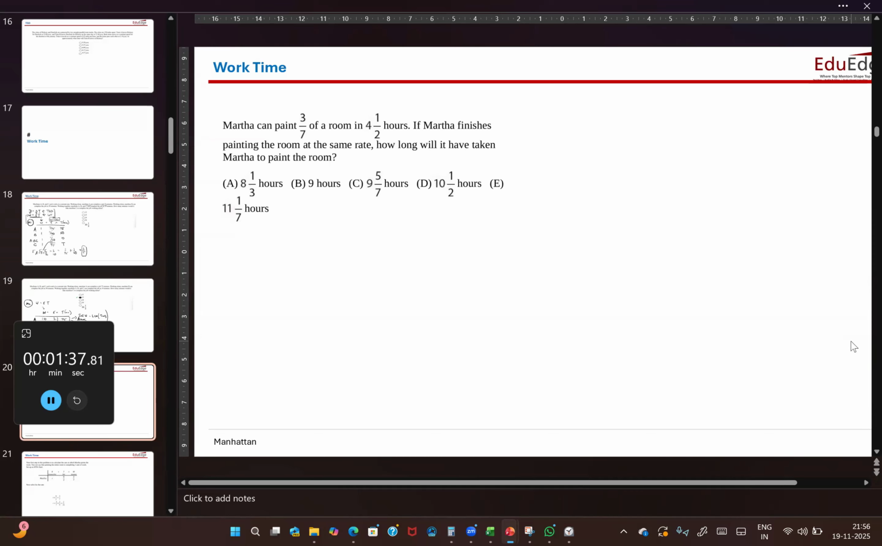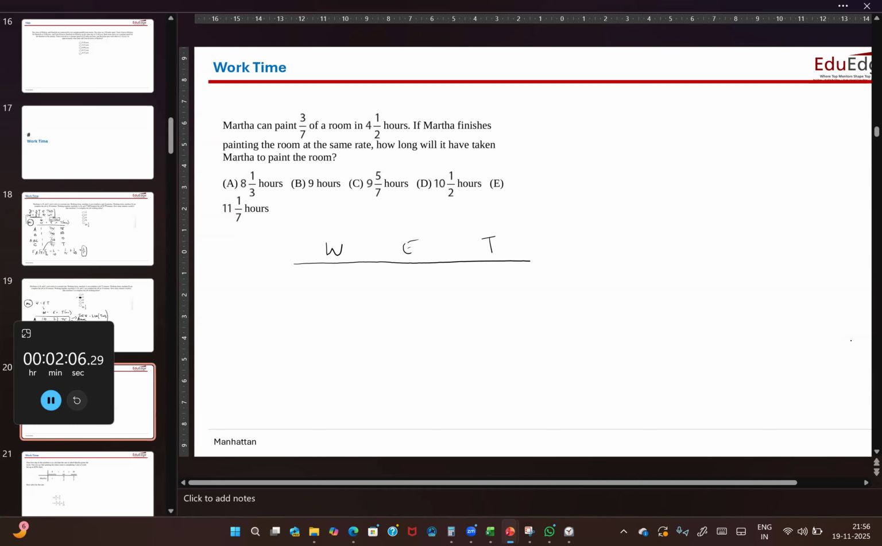How long will it take to clean the room? So I need to first calculate efficiency. That is work upon time. So 3 by 7 divided by 4.5. That's 3 by 7 into 100 by 45, which is 100 by 63. But then, how does that tally with any of these answers?